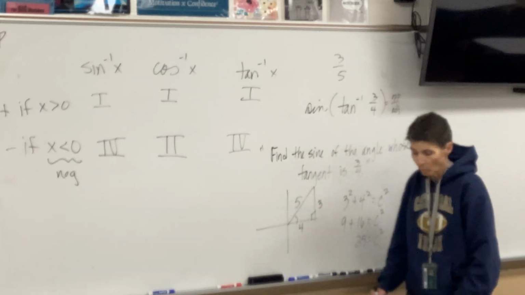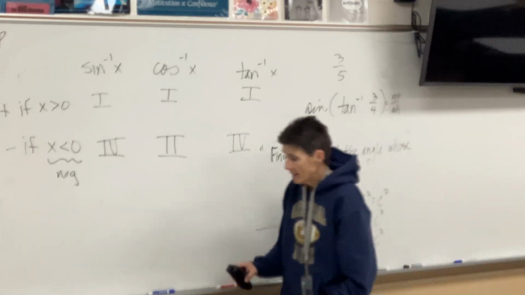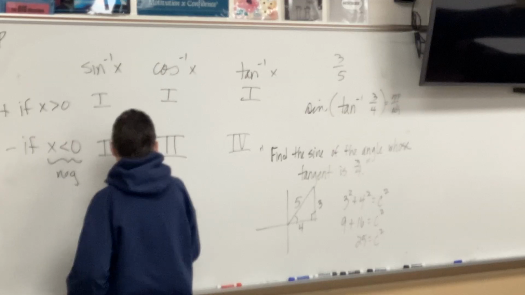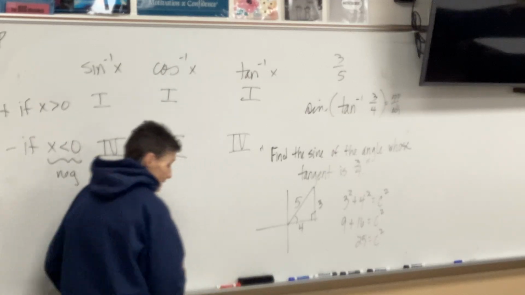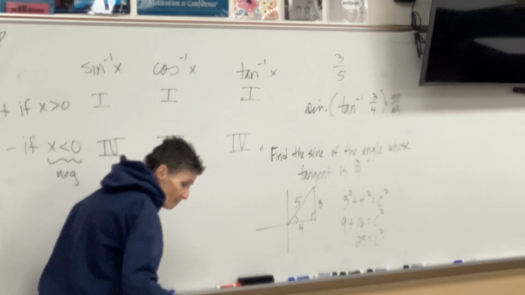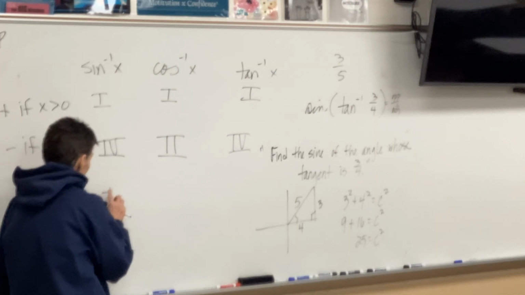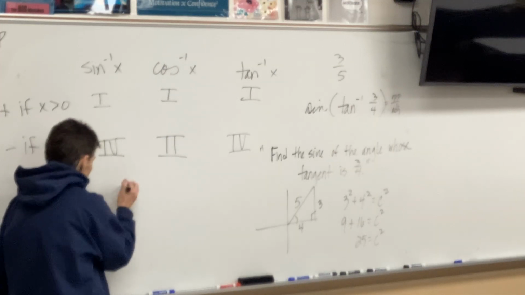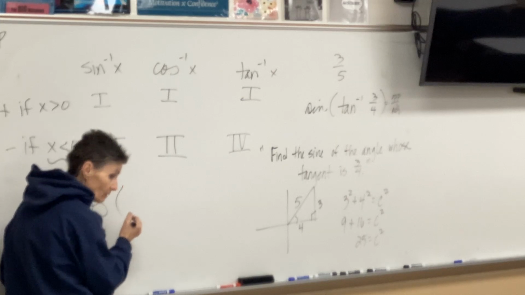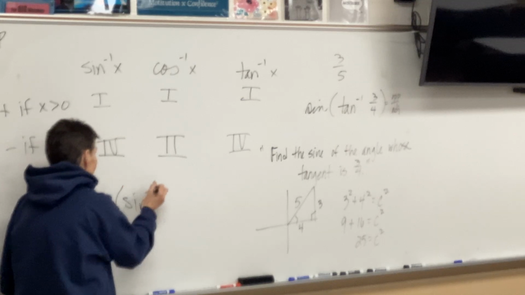All right, let's do one more of those. And then we're going to type them in on our calculator, and then we'll be done for the day. So what is B? Find the cosine of the angle whose sine is 5/13.